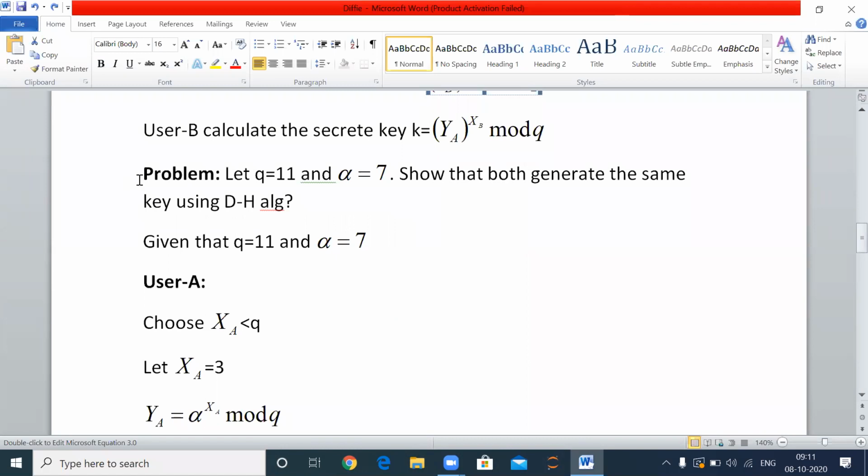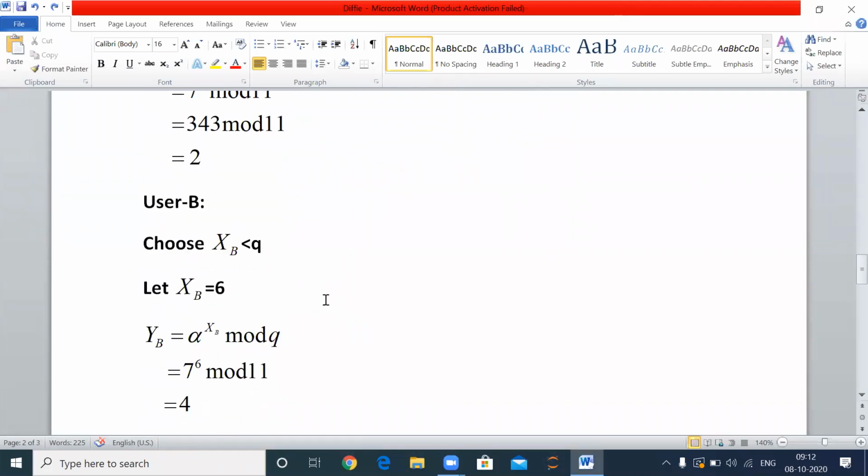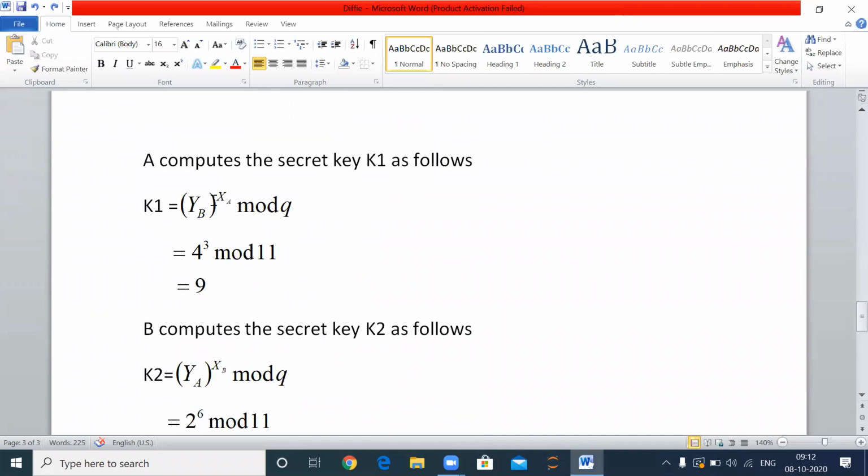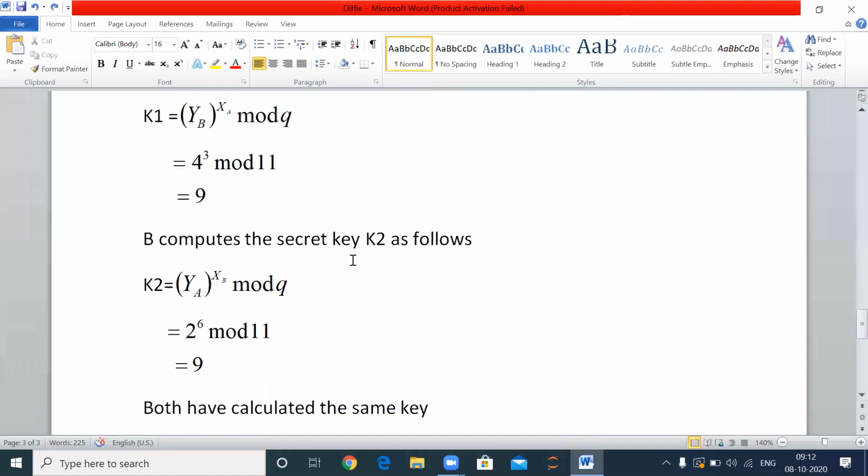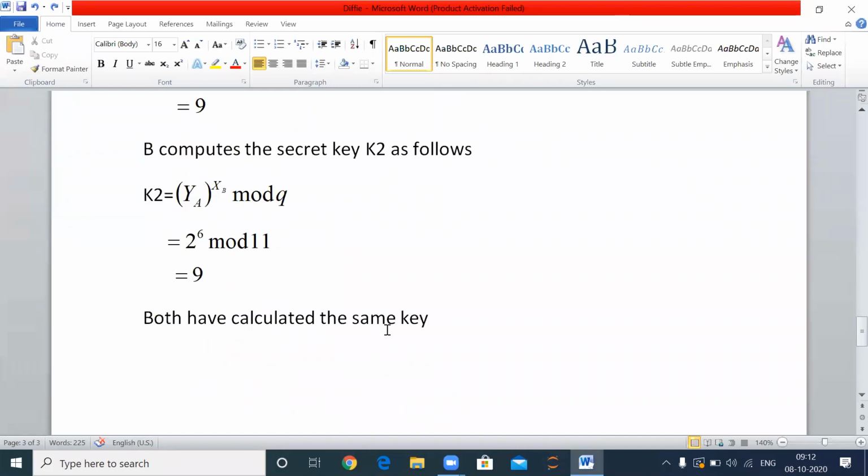In the last class, we saw an example problem where the q value is 11 and the primitive root alpha is 7. We showed that both generate the same key, which means the sender and the receiver will generate the same key using the Diffie-Hellman key exchange algorithm. At the end, user A computes the secret key, say K1, and user B computes the secret key, say K2. Both K1 and K2 are equal, so both have calculated the same key.